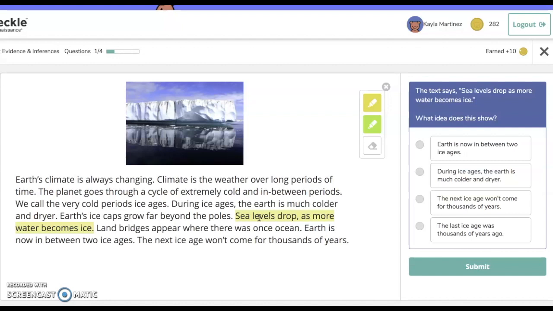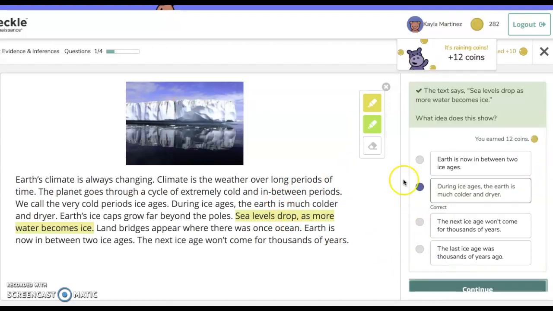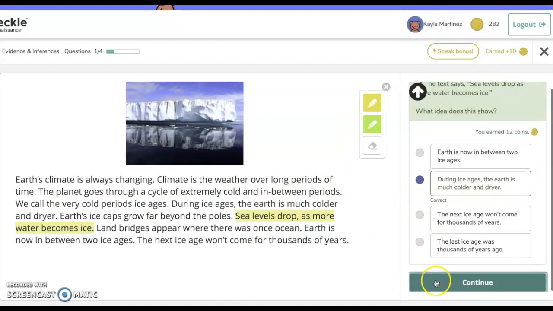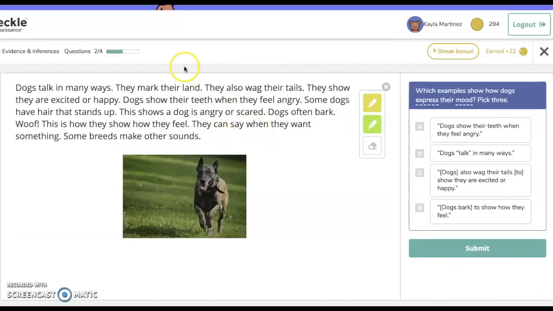All right, if you're back, you should have an answer. When I'm looking at this specific sentence, it doesn't tell me anything about time. It doesn't tell me when the last ice age was or when the next ice age was, and it doesn't tell me anything about how they're in between ice ages. It's telling me, well, if the water is becoming ice, it must be cold and dry. Awesome. All right, our next one.